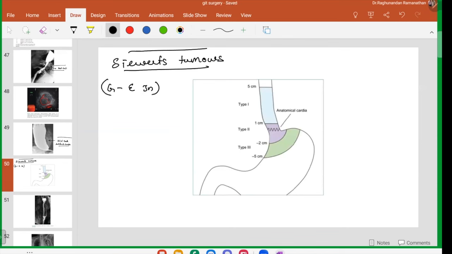So you have three types. Type 1 is going to be 5 centimeter, 5 plus 1, 6 centimeter from your anatomical cardia, that is the gastroesophageal junction. From here, you are going to have till 6 centimeter. That is going to be your type 1. Then 1 centimeter is going to be your type 2.